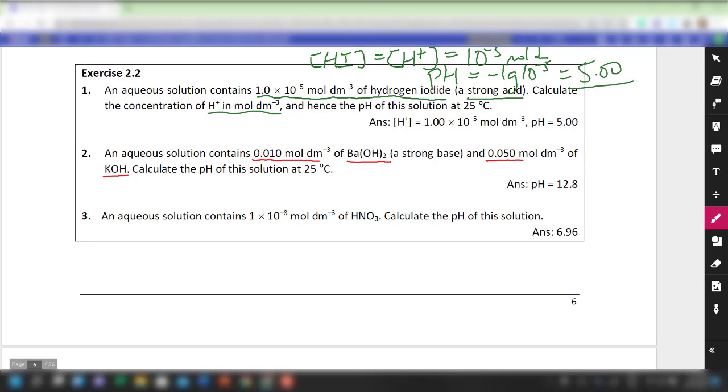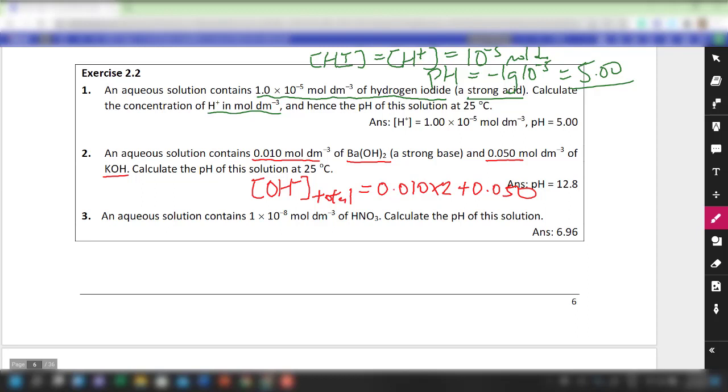Okay, so over here we need to look at the total concentration of OH minus. That will be the contribution from barium hydroxide, which is a diacidic base, so we need to multiply 0.010 by 2. Okay, and then we need to add this to 0.050. You take note from the way the question is phrased, they are not mixing two solutions together.